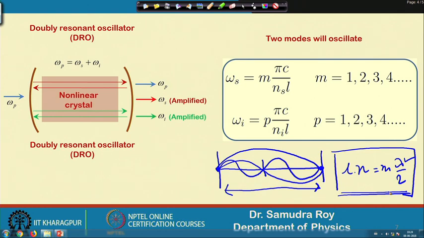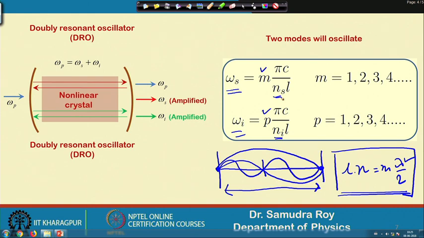Now, if I apply this condition, we will find the explicit value of the frequencies omega s and omega i. These frequencies now depend on some integers m and p. For different values of m, we will have different modes that are going to vibrate, or in principle, allowed modes that are going to oscillate. For omega i also, I can find a similar kind of expression, and the only change, if you notice, is here in the refractive index.